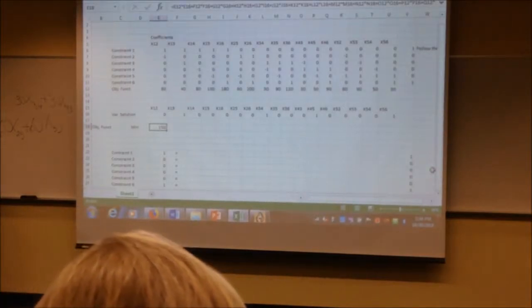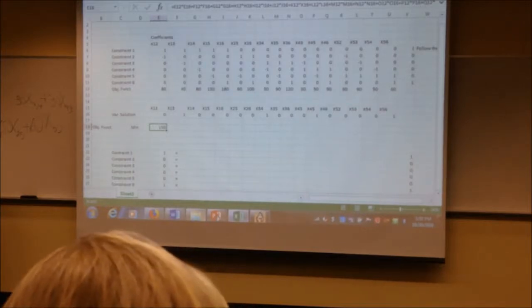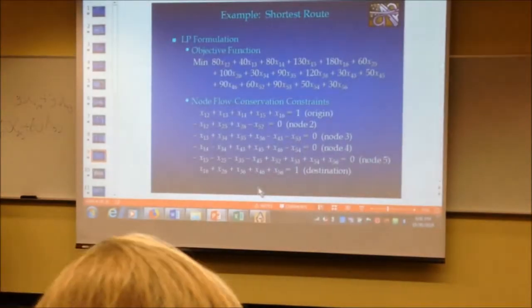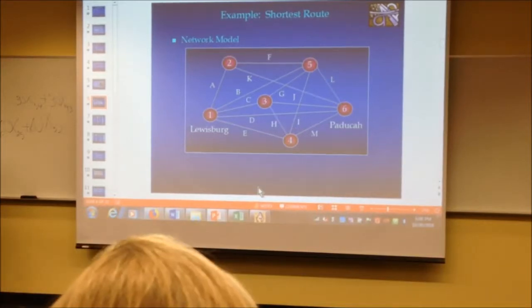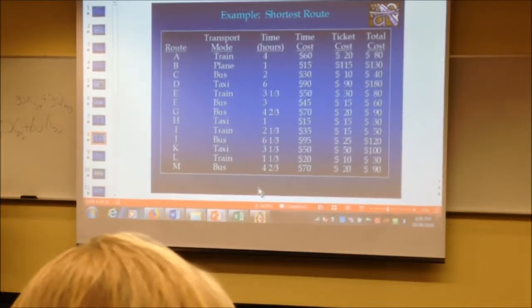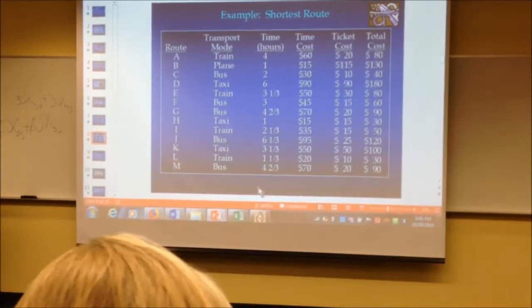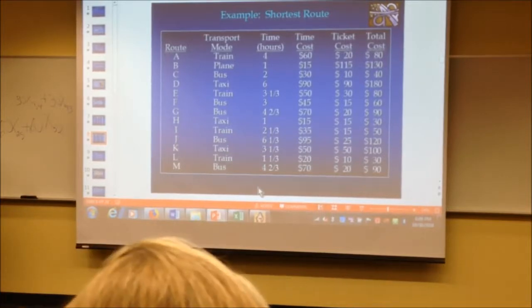From node 1 to node 3. That's going back to 1. Okay, hang on. Node 1 to node 3 is what route letter? C. So C says she's taking a bus. For how long? 2 hours. We paid her $30. We've got the ticket for 10. We're at $40 so far.